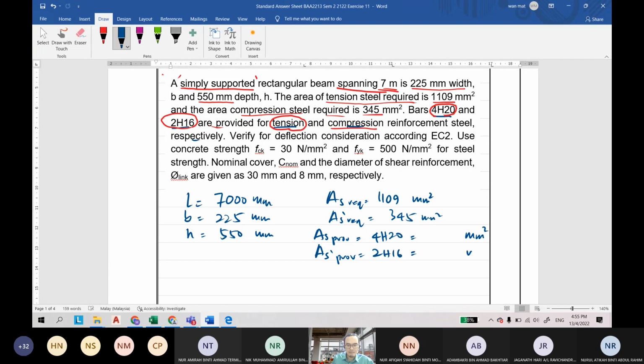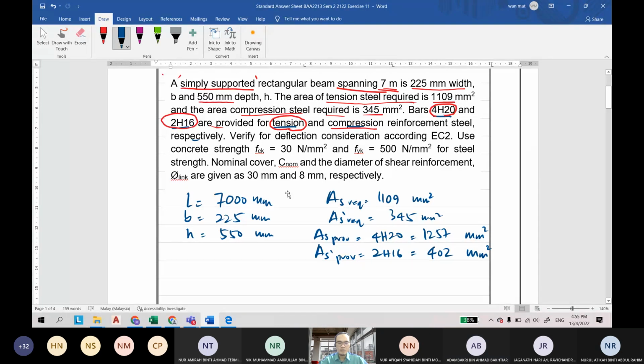So what is the total area of steel reinforcement? Can somebody check for me? As provided, what is the value? 1257. Okay, good. 1257 mm square. And how about the As prime provided? 402. Okay, thank you. 402 mm square.